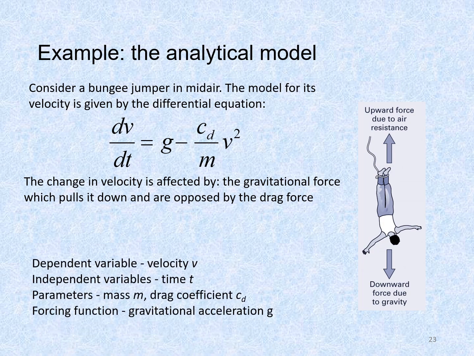So dependent variable, what I'm calculating? Velocity. Depending upon what? Time. So velocity is the dependent variable, time is the independent variable. Okay? Parameters: mass, coefficient of drag, and so on. And forcing function, the gravitational force. Okay?